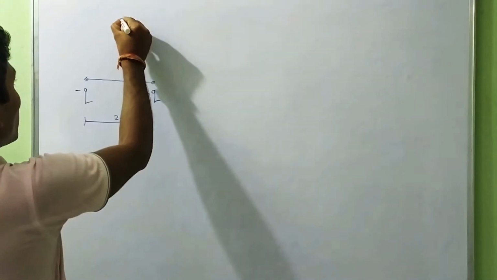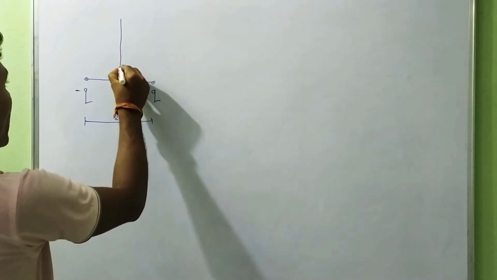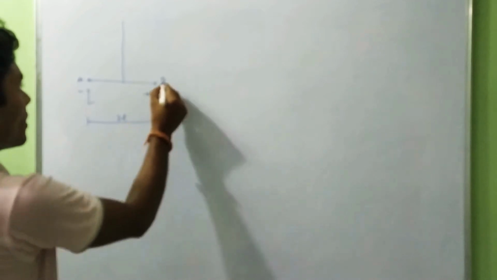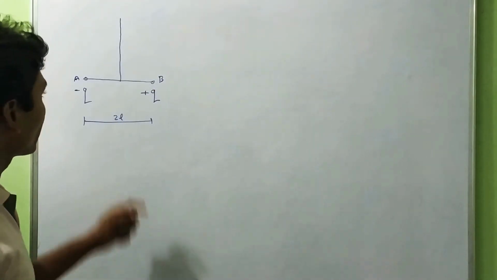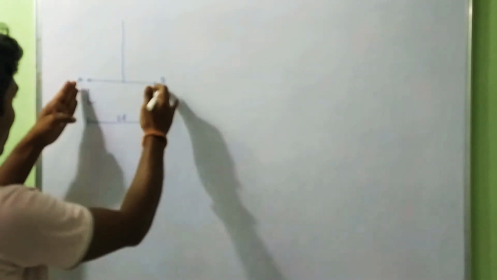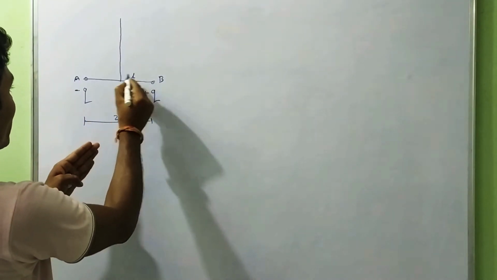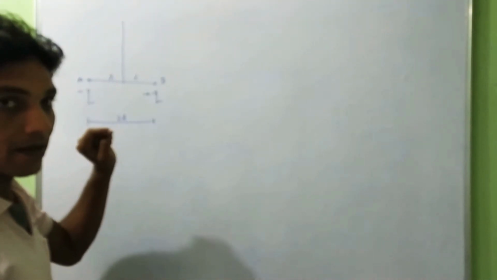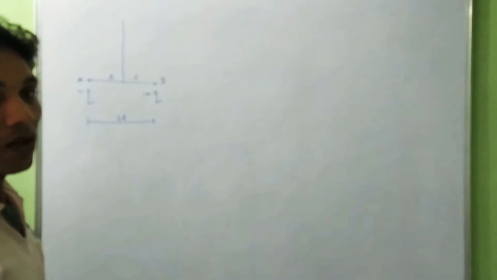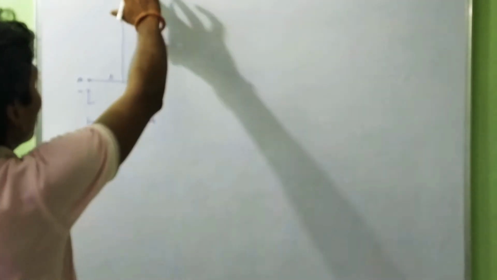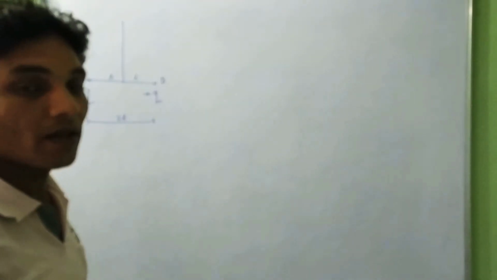So draw a bisector of electric dipole AB. This is the bisector. So if this distance is 2L, then this will be L and this will also be L. This line is called the equatorial line or bisector, and this side is also called broadside position.